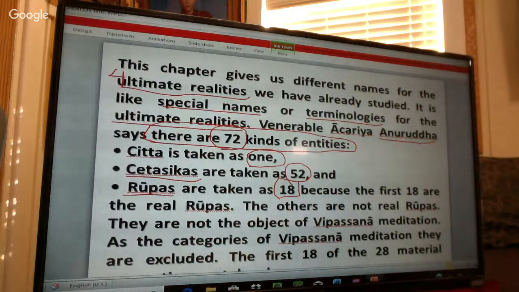So here, the real material has a characteristic. The other 10 are not real material, so they don't have a characteristic in reality. That's why we didn't count them. So we only take 18 material. Nibbāna is not Rūpa.